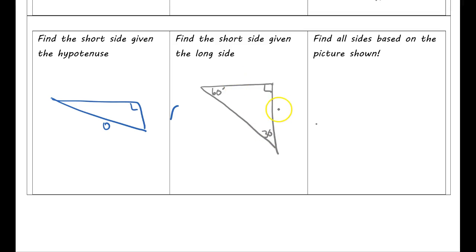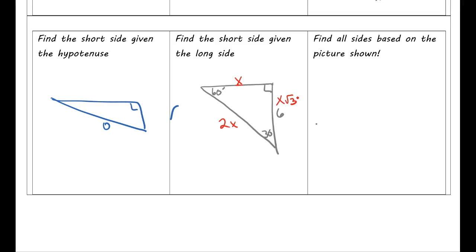Maybe they gave me like a 6 here. Okay, so let's pretend all of this is given. What I would do is start with the whole labeling. I'd go, okay, well, here's 30. So across from 30, that's supposed to be an x. The hypotenuse is supposed to be a 2x, and the long leg is supposed to be an x root 3.